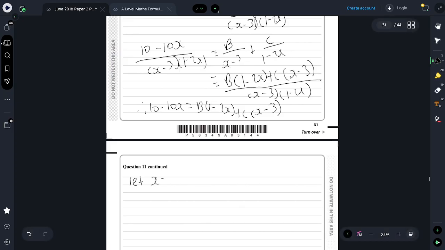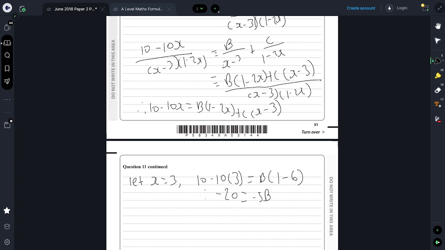So first of all, let x equals 3. So therefore, 10 minus 10 of 3. Well, the c goes to 0. 3 minus 3 is 0. So b is b of 1 minus 6. Therefore, minus 20 equals minus 5b, which I remember is there, which means b has to be 4. Okay.